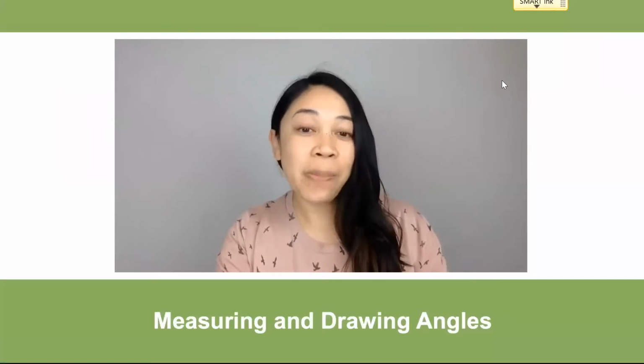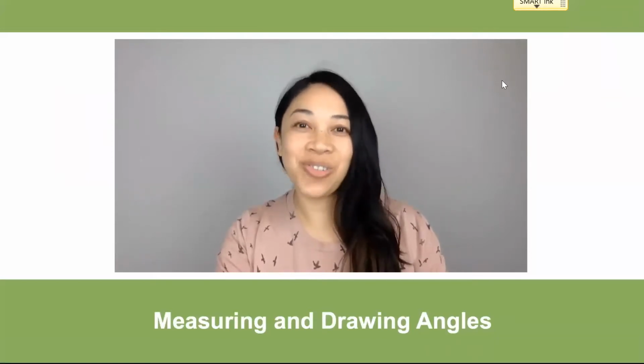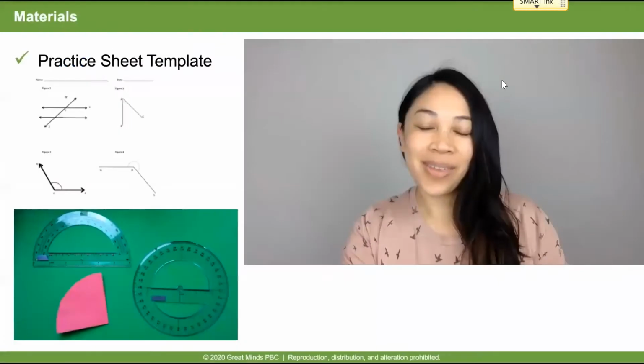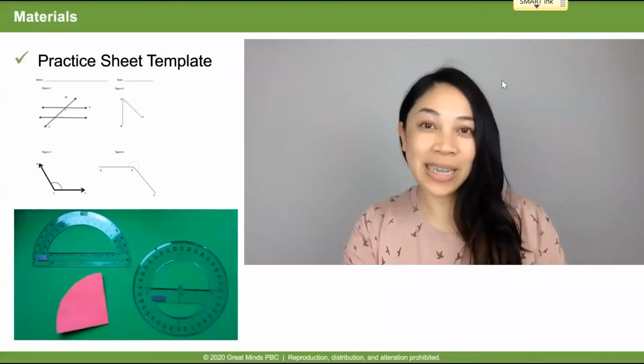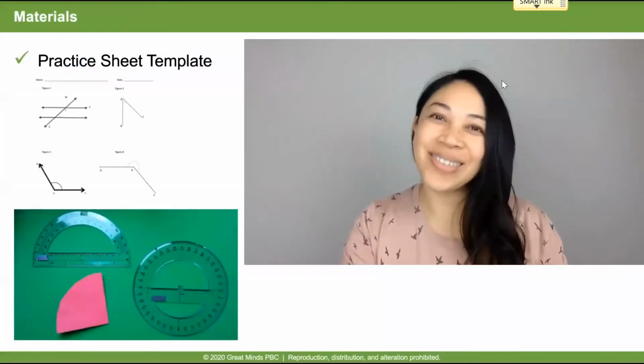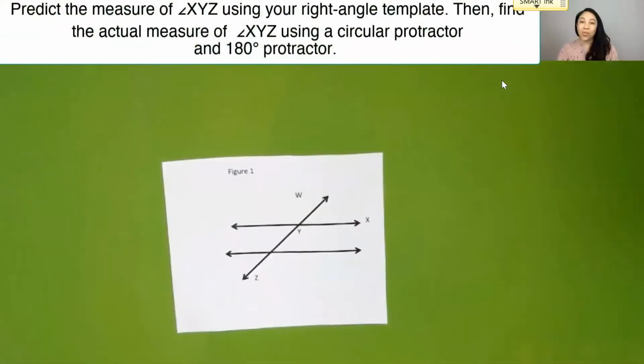Today's lesson is all about measuring and drawing angles. Here's what you're going to need for today's lesson. Let's get started. Read the word problem with me. Predict the measure of angle XYZ using your right angle template. Then find the actual measure of angle XYZ using a circular protractor and 180-degree protractor.